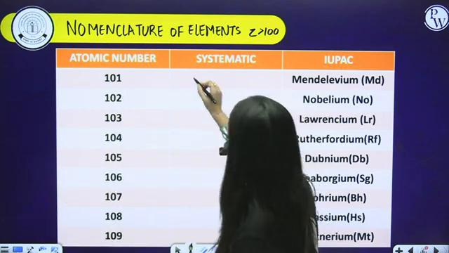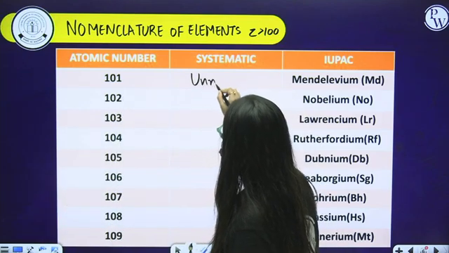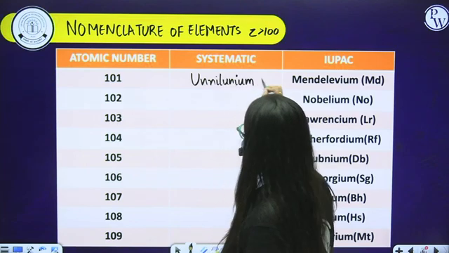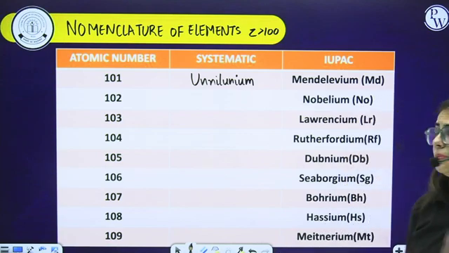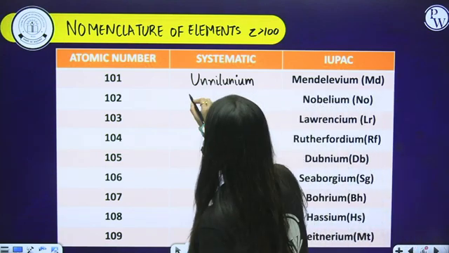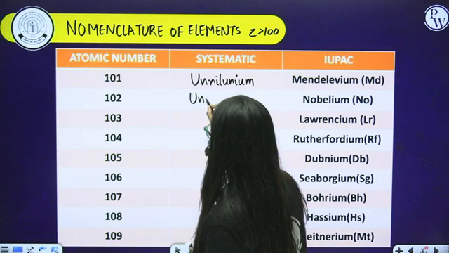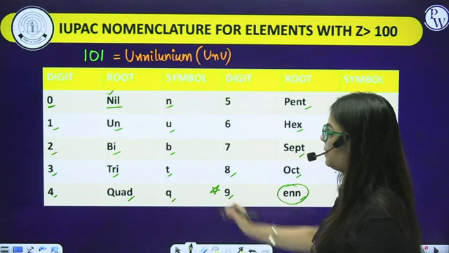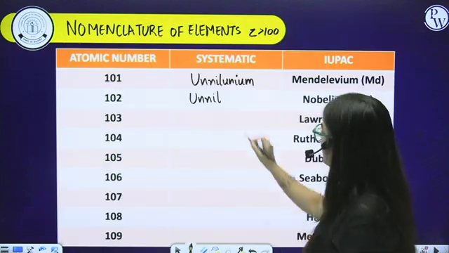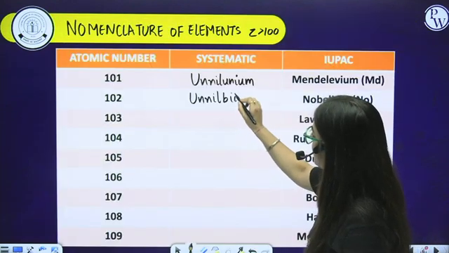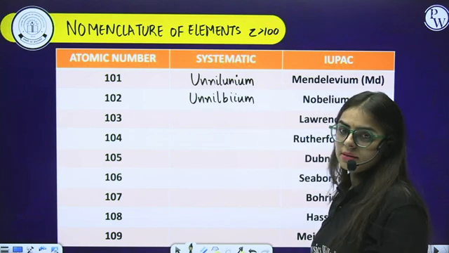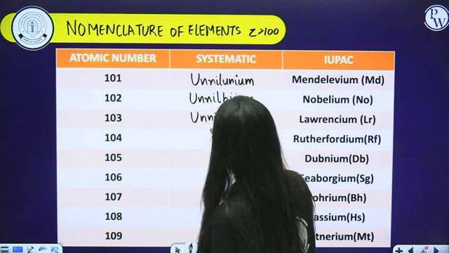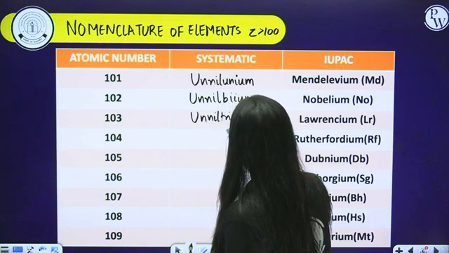For 101, now only we have done. It is un, nil, un, ium. Then for again 1, you have to write un. For 0, you have to write nil. For 2, what do you have to write? See over here, it is written bi. B-I, bi. You'll be writing bi. Then comes ium. Now comes 103. So it is un, nil, tri, ium.